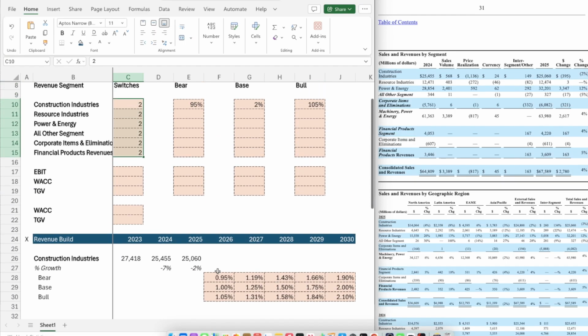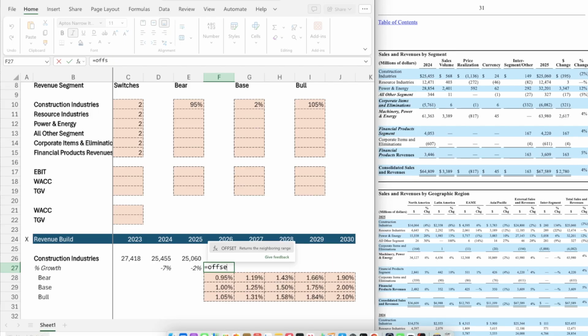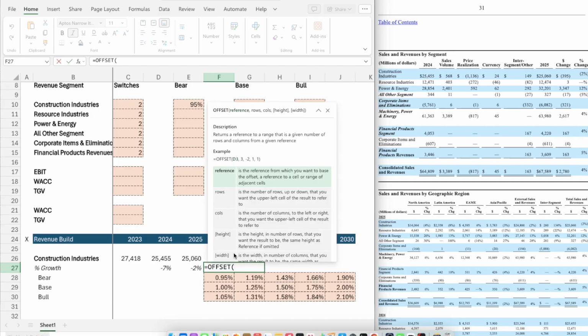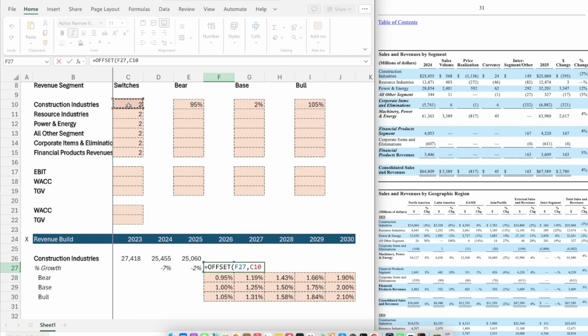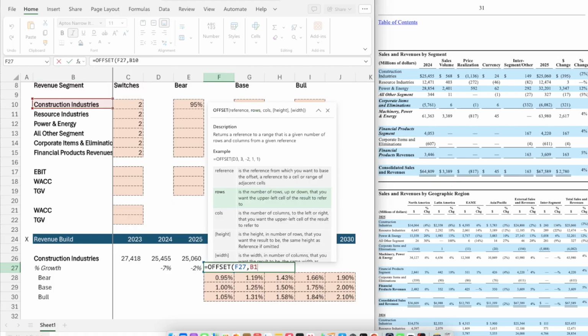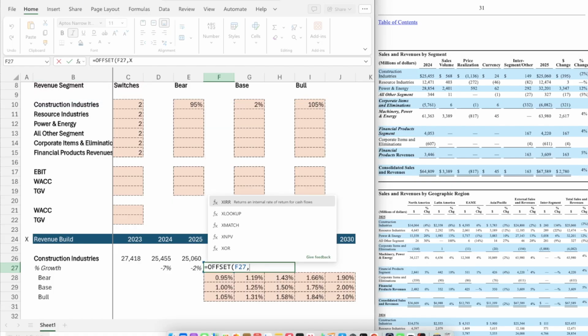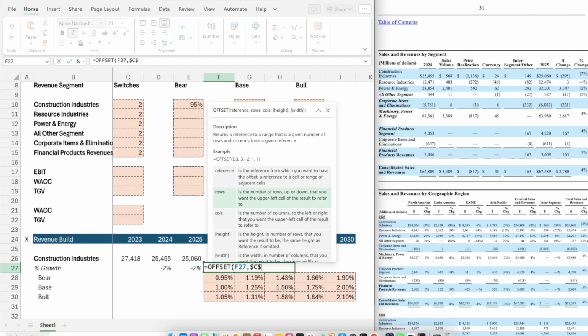So we want to be able to flick between these switches, 1, 2, and 3, and it will simulate the different growth forecasts, whether it's 1% or 0.95% or 1.05. To do that, we use a function called offset. So we select the cell that we're in, in this case F27. We select our switch. Right, it was C10. But lock it in. Then another comma, then just put 0 afterwards.